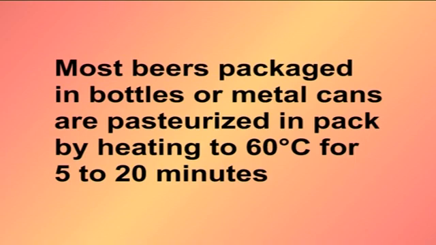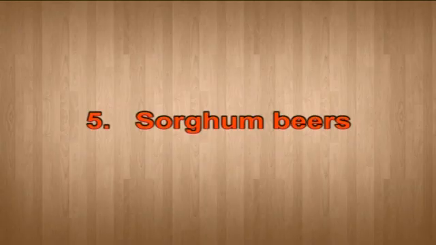Beer produced by high gravity brewing is diluted to the desired alcohol concentration immediately prior to packaging with oxygen-free carbonated water. Most beers packaged in bottles or metal cans are pasteurized in pack by heating to 60 degrees Celsius for 5 to 20 minutes. Beer is also packaged into metal kegs of 50-liter capacity after pasteurization at 70 degrees Celsius for 5 to 20 seconds. At last, we will discuss sorghum beers.